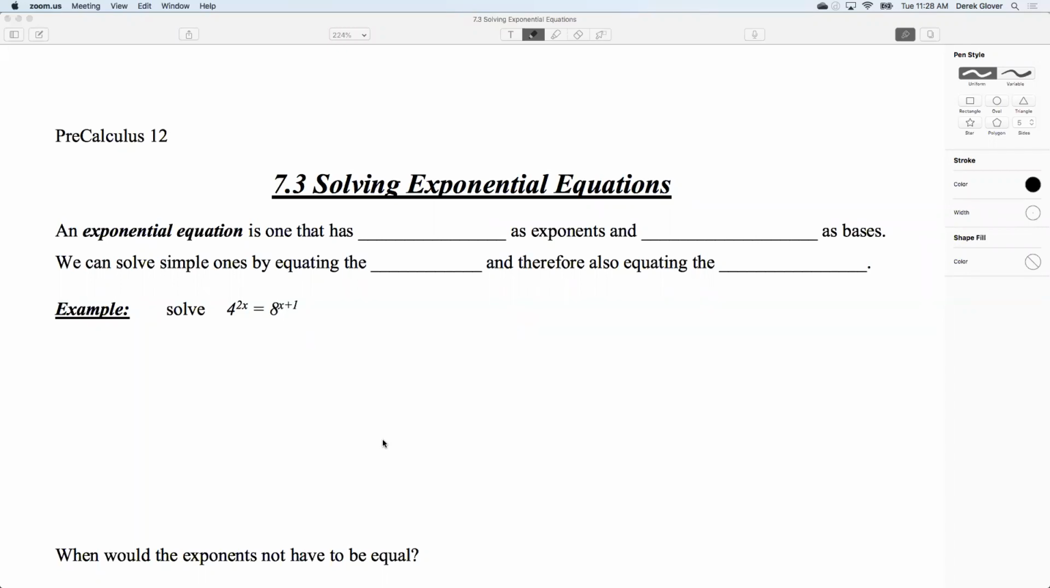So we'll start by defining an exponential equation. It's an equation that has variables as exponents and constants as bases. We can solve simple ones by equating the bases and therefore also equating the exponents.